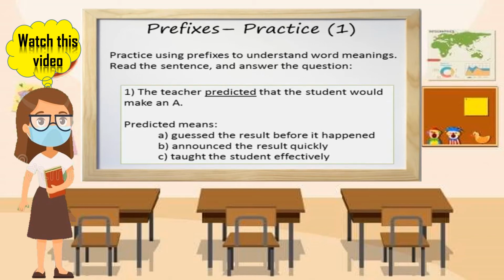For this question, you only need to know the prefix pre. Which is the correct answer? It's A. Guessed the result before it happened, because pre means before.